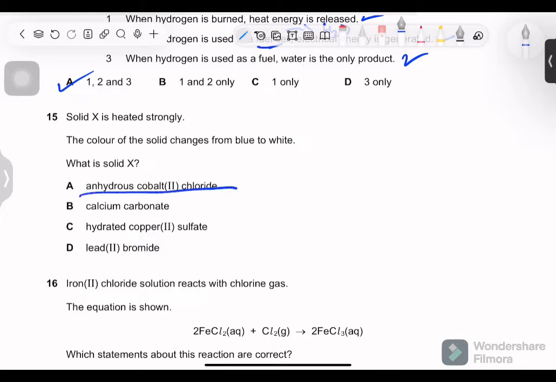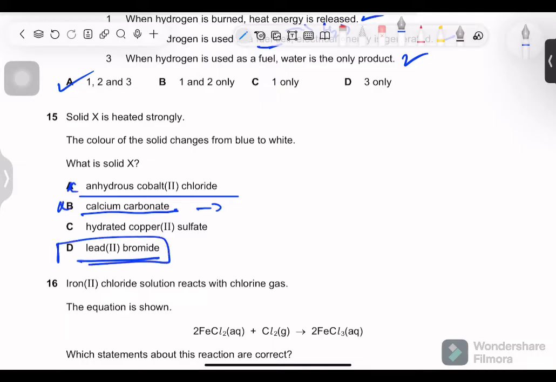If we heat anhydrous cobalt chloride, there would be no change because it is already anhydrous. Heating is basically to remove the water, to dehydrate it, so it is already dehydrated, or anhydrous. For calcium carbonate, as we heat it, gas is produced, calcium oxide is produced, and the substance entirely changes. So incorrect. For lead bromide, we haven't studied anything related to lead bromide being heated and turning from blue to white.